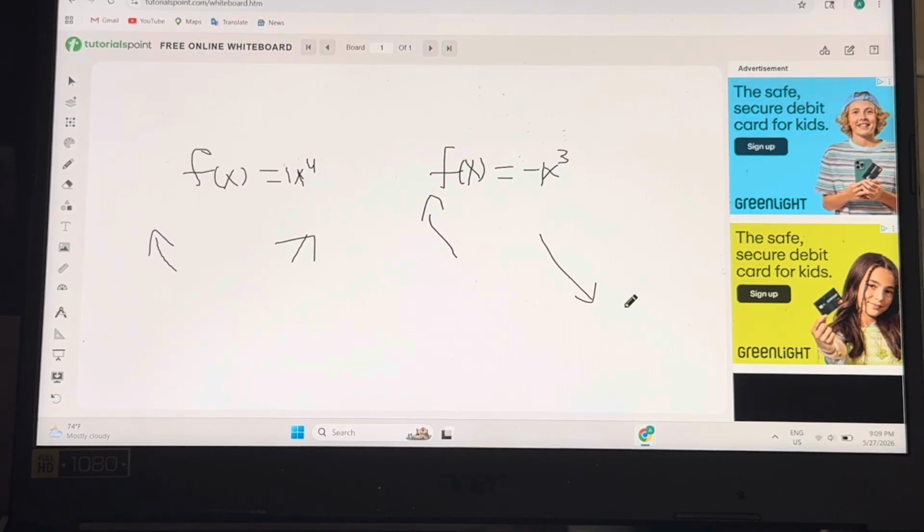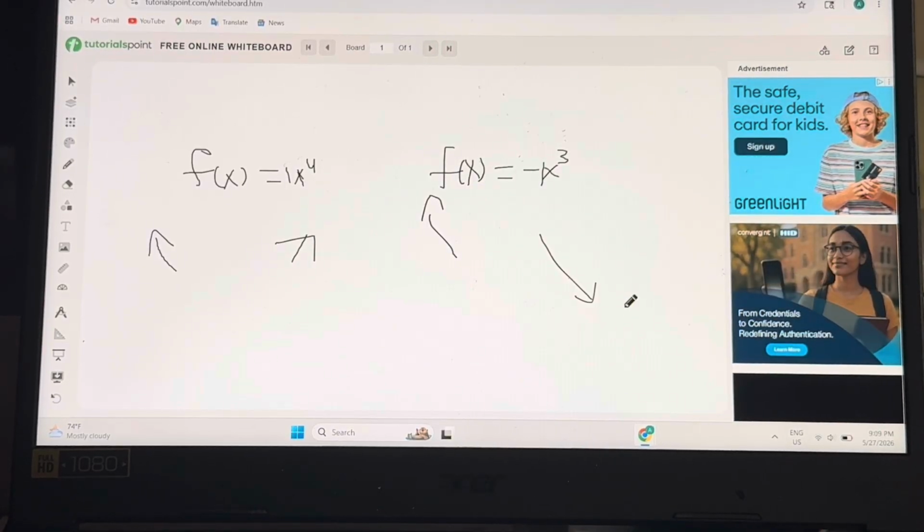So basically, to make this easier to remember, even degree is same direction, odd degree is opposite directions. Positive leading coefficient, right side is going up, negative leading coefficient, right side is going down.